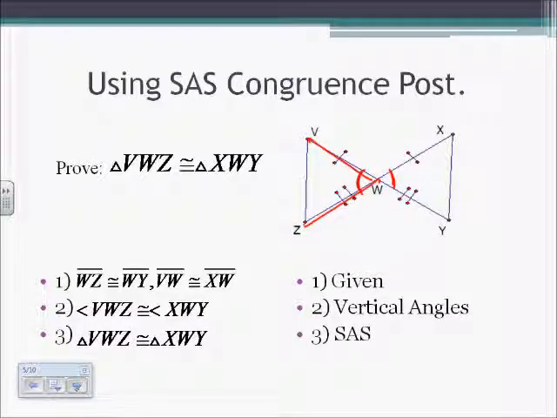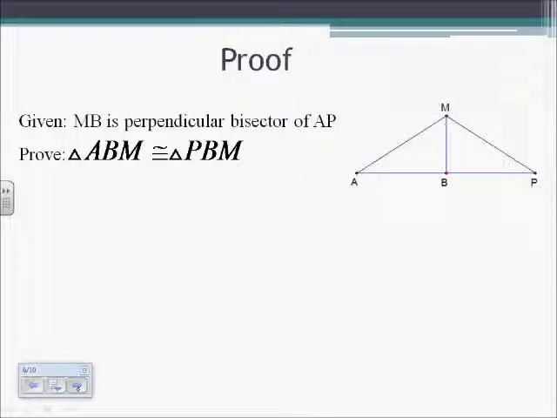Alright. Now we're going to handle a couple of examples here. We have three examples in the next slides on side angle side and side side side. Given line MB is a perpendicular bisector of AP, prove that triangle ABM is congruent to triangle PBM.